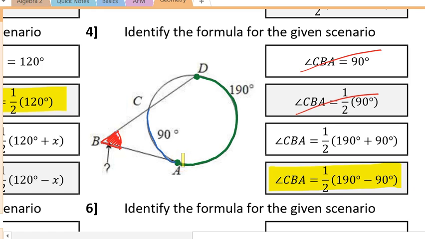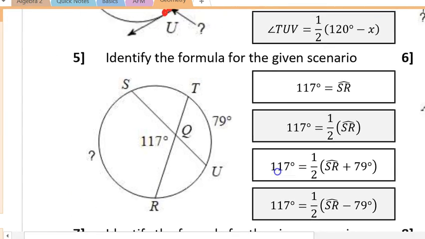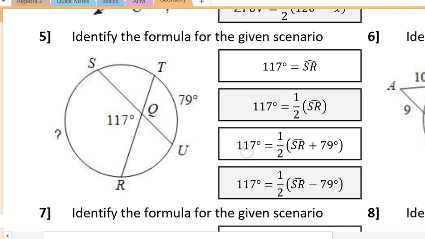If we were inside the circle, we would add the 2 arcs together and take half, but since we are outside, we would subtract. That actually leads us into question number 5, where we are trying to find arc SR, but the known given angle that we see here is actually 117 degrees, and this angle is inside of my circle. So once again, we can eliminate the first 2 options. The first option being a central angle. If this was a central angle, this would be if we were on the circle.